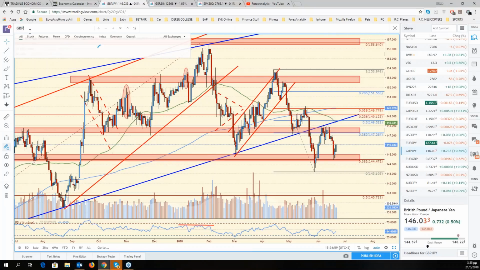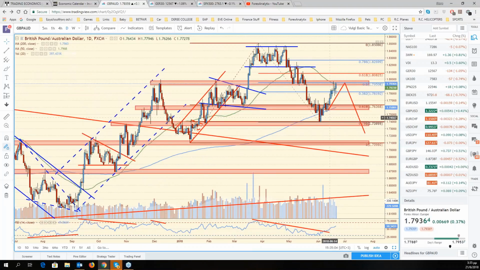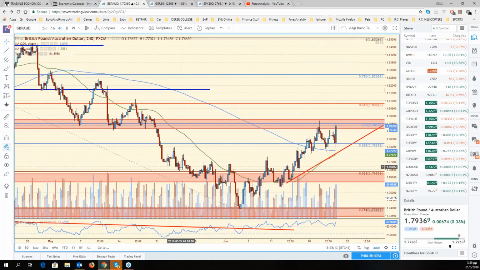Now, let's go to the other pound crosses, one of them being the pound Aussie. I had specifically marked, I had shown on the webinar, that this bottom was also an inverted head and shoulders formation. Let me go down to a 4-hour chart. You can see it more clearly. Here it is. Let me mark it. You see? This was an inverted head and shoulders formation. We broke above it.